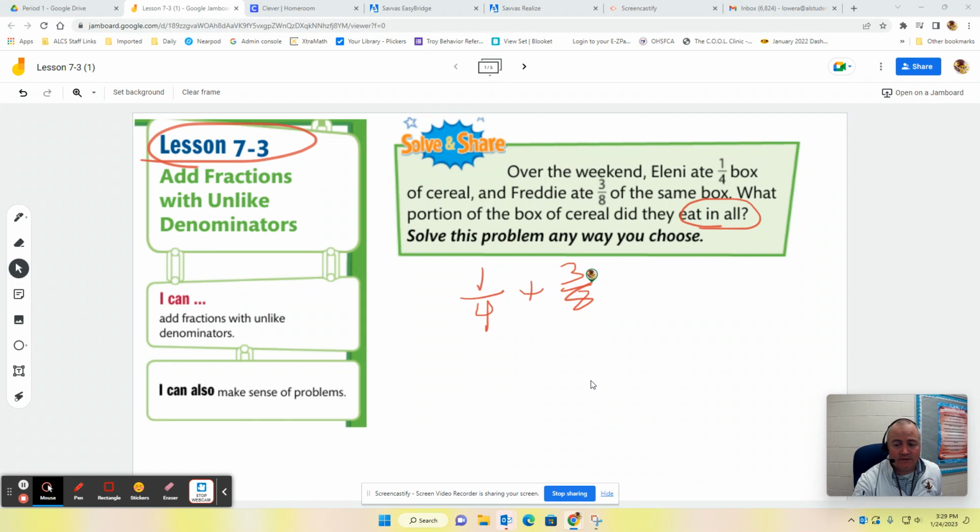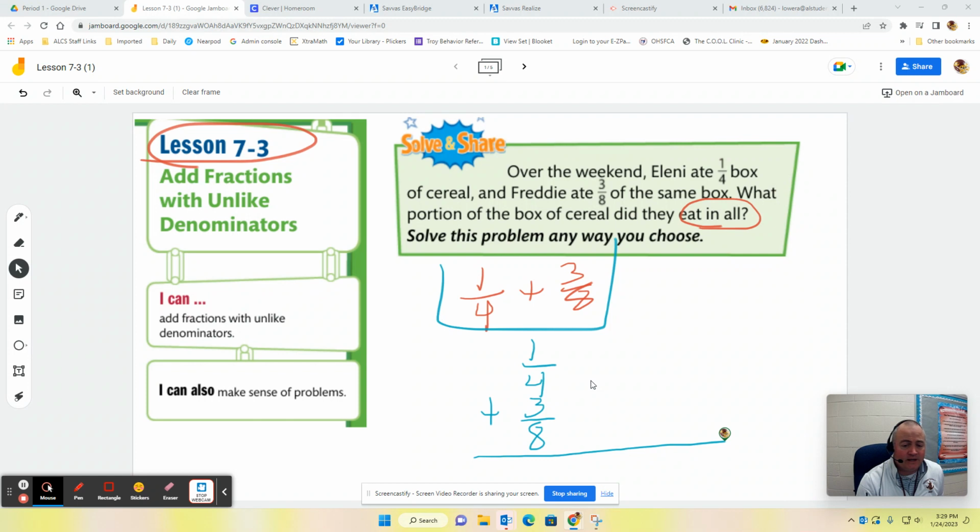Now, I'm going to tell you this, and this is really important for us to remember. Anytime you are adding or subtracting fractions, I want you to stack those fractions on top of each other. So I'm going to rewrite this so that it looks like this: 1/4 plus 3/8. And then I draw a nice big long equal sign. And away we go. First thing we need to do is find a common denominator.